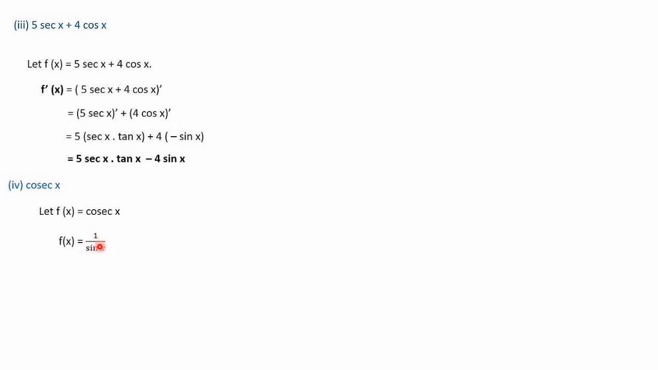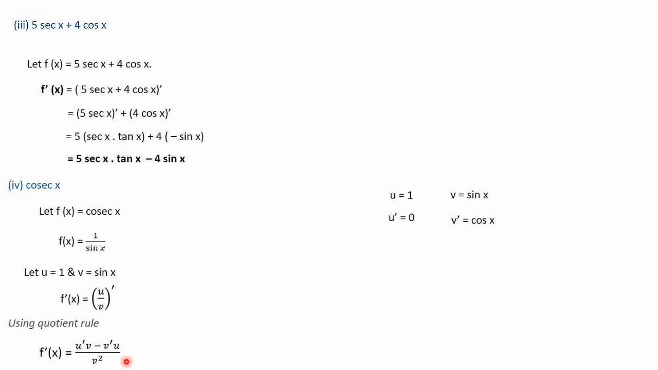Then this is in u by v format. As before, let's substitute the numerator as u and the denominator as v. And as we know, u is 1, its derivative is 0. v is sin x and its derivative is cos x. Derivative of sin x is cos x. Then f dash x, the derivative of f of x, is f dash x. f dash x is equal to u by v the whole dash. The quotient rule we have to apply, that is denominator square we have written. Then u dash v minus v dash u in the numerator.